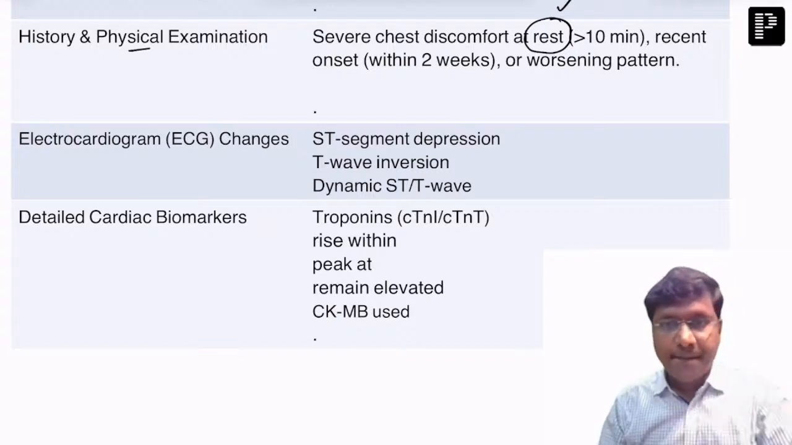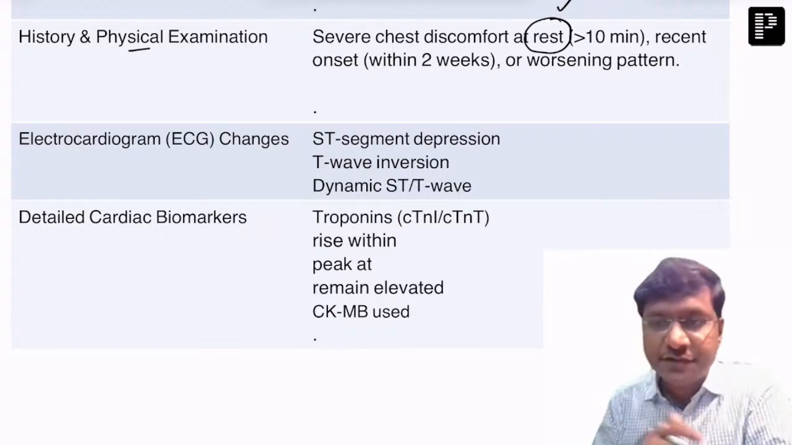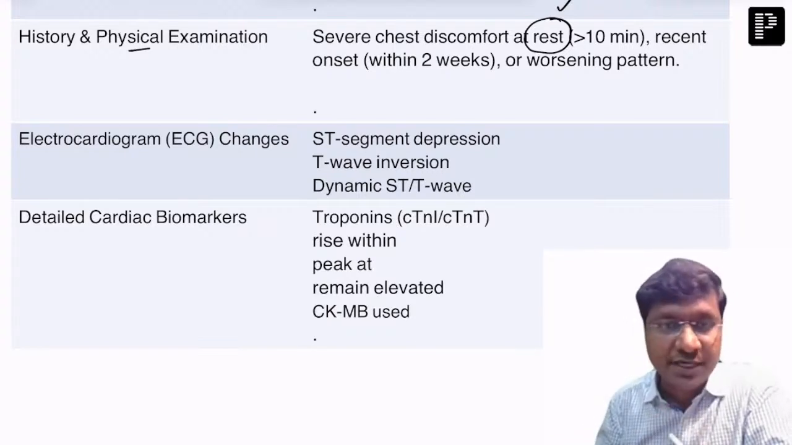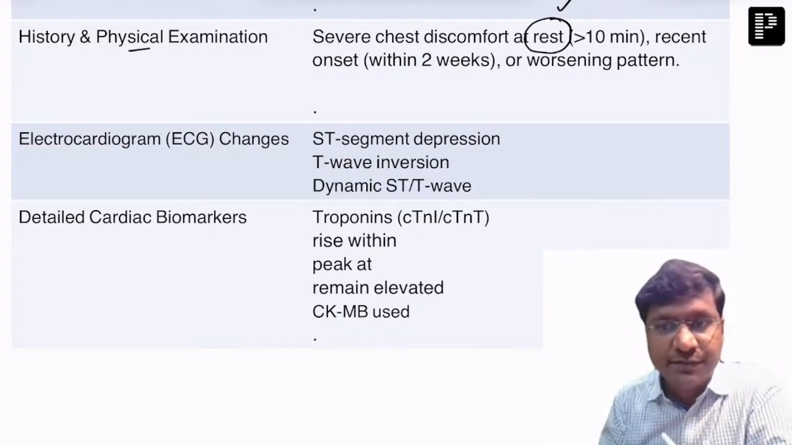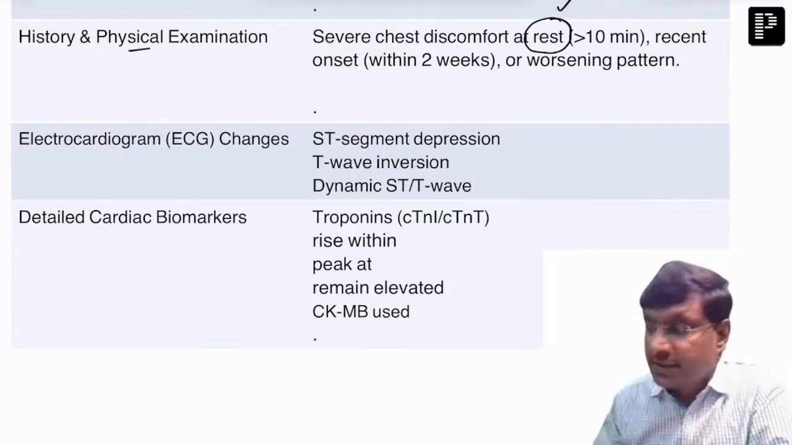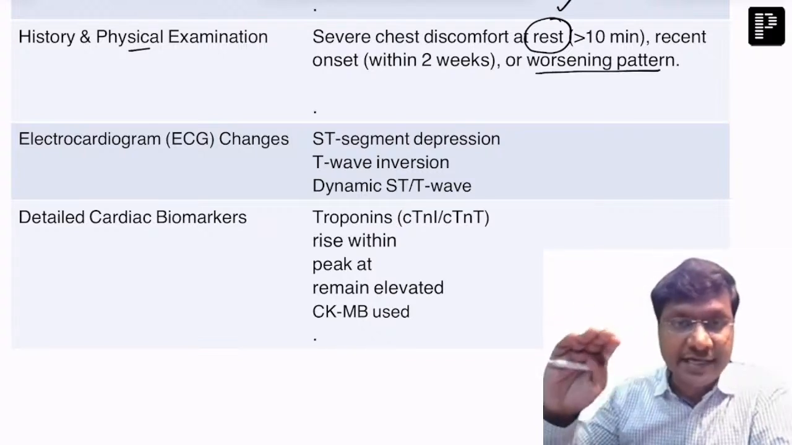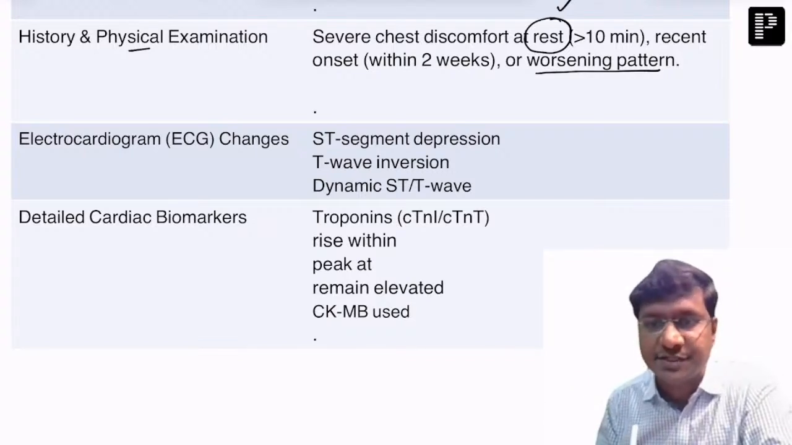So if you see the history, the duration of the chest discomfort will be more than 10 minutes. That is what you'll observe. Whereas in case of stable angina, the duration of the chest pain will be around 5 to 10 minutes, and it will be a crescendo pattern. As time progresses, the severity of the pain will be progressing.